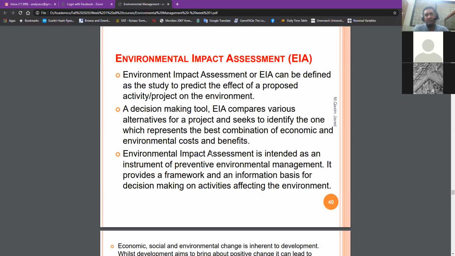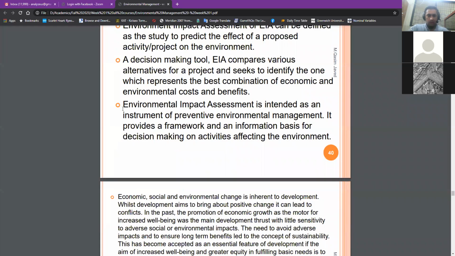So environmental impact assessment is not only about the environment, but it helps us identify the best combination which is environmentally friendly and has a decent or manageable cost. Environmental impact assessment is intended as an instrument of preventive environmental management. It provides a framework and an information basis for decision making on activities affecting the environment.